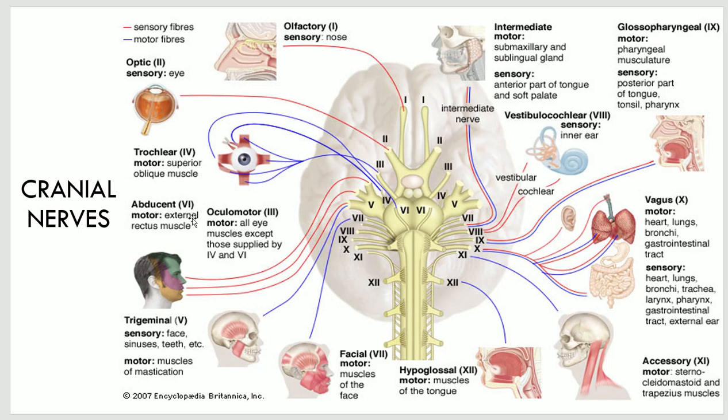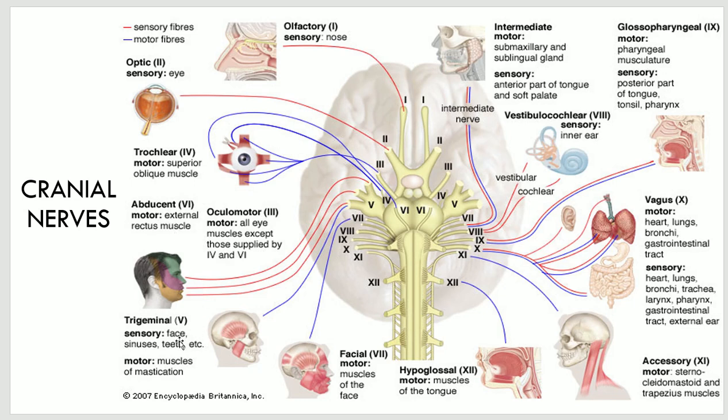Okay, let's see, 6. We're going to talk about 6 before 5 because we're on eyes right now. The abducent nerve or abducens. That T is sometimes going to be an S. That is the same thing. This is cranial nerve number 6. It's motor to the external or lateral rectus muscle. So again, on the eye.